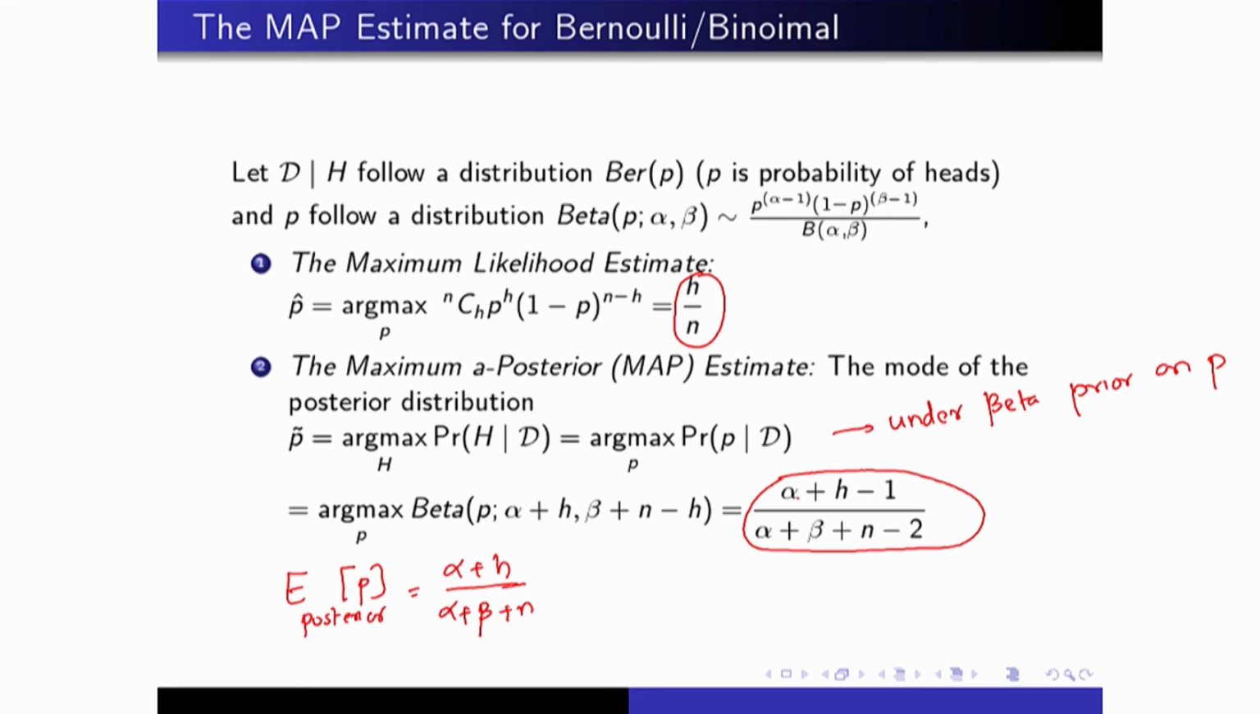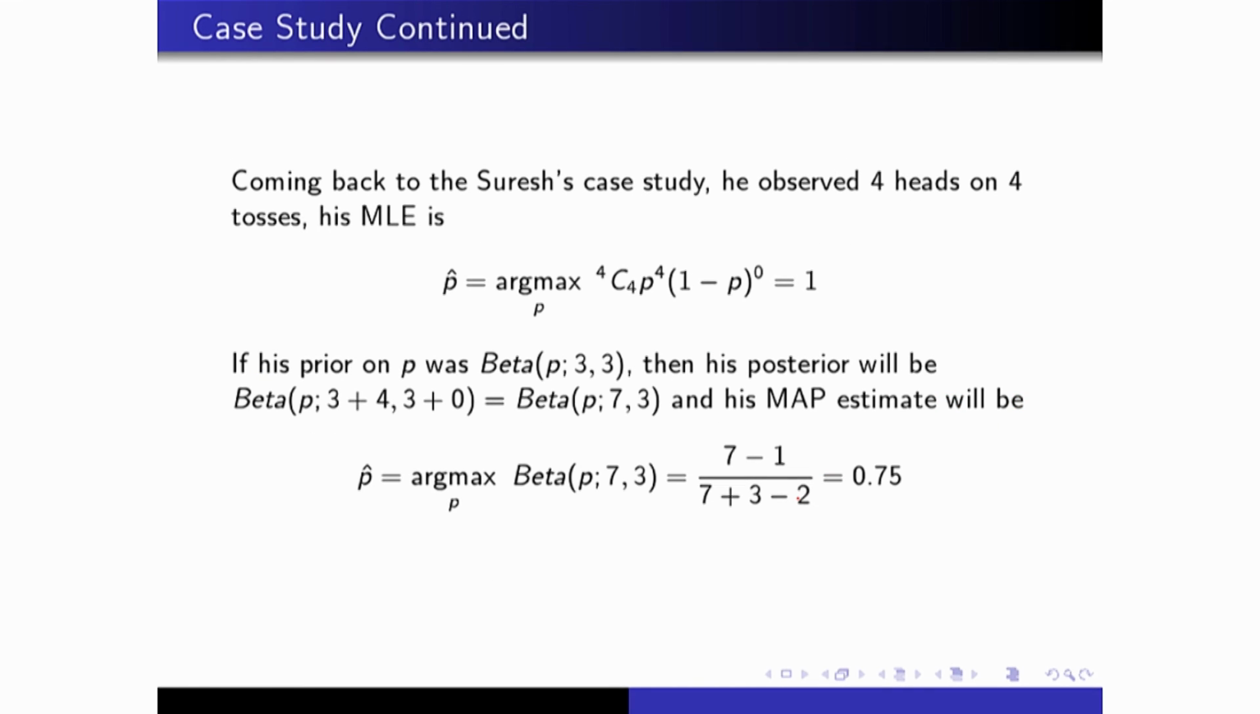What does this mean for the coin tossing example? So he observed 4 heads and 4 tosses. So his MLE was 1. But suppose his prior was with alpha and beta equals 3. Then his posterior under this beta prior would be 0.75, which means that tails is not improbable under Bayesian assumption, or using the Bayesian estimation process.